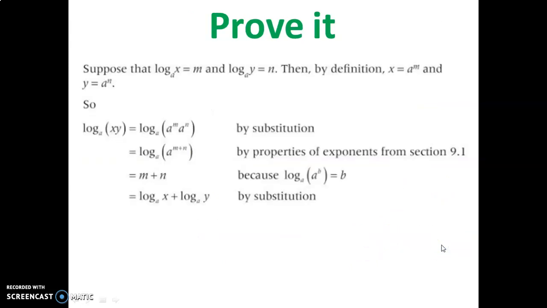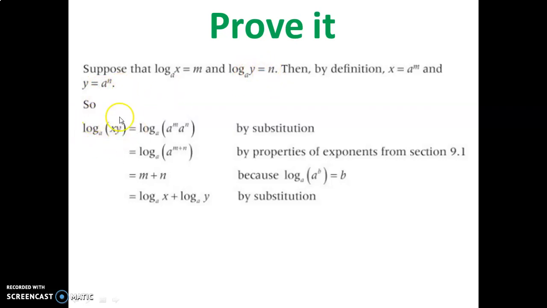Okay, so prove it. If you're interested in where that rule comes from, take a look at this. We have a log. We're going to set log base a of x equal to m, and we're going to set log base a of y equal to n. So by definition, if we change this to exponential form, we know that x equals a to the m power, and we know that y equals a to the n power.